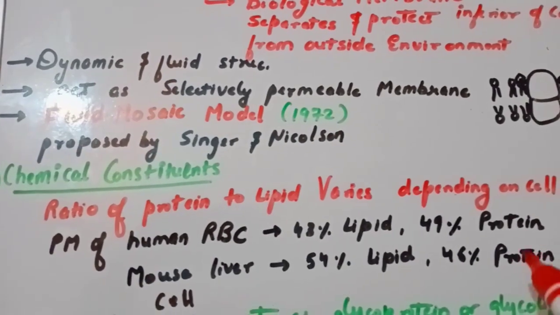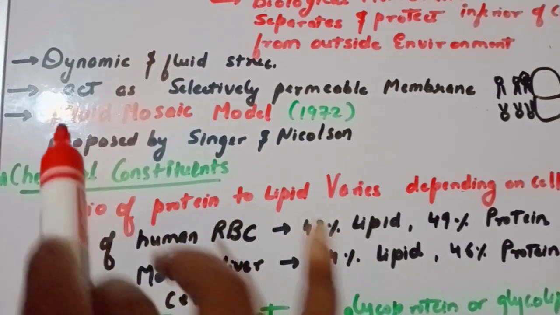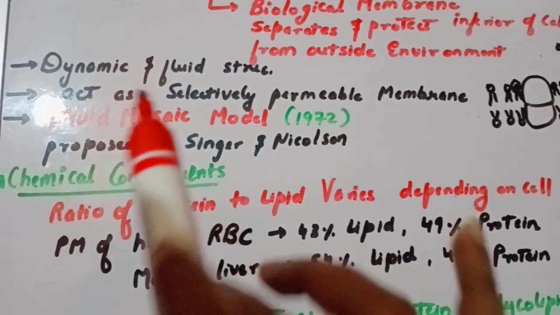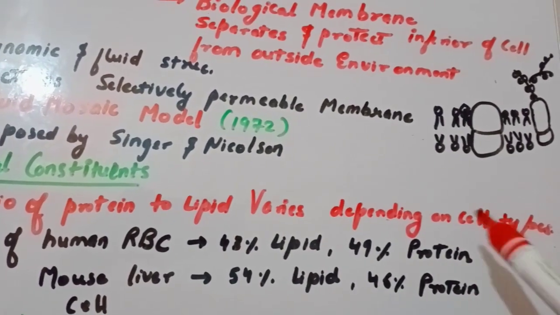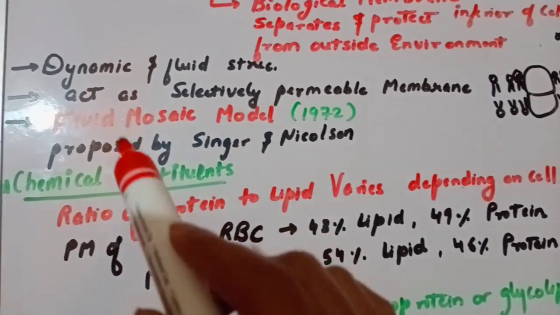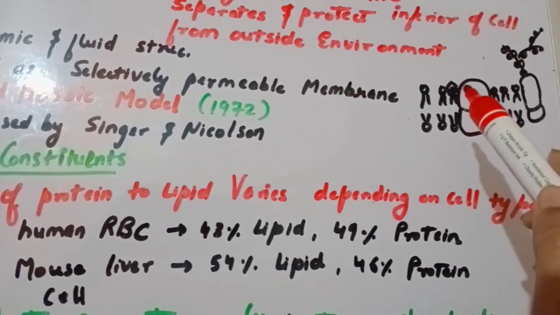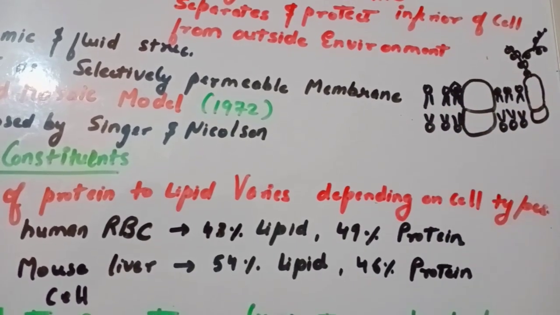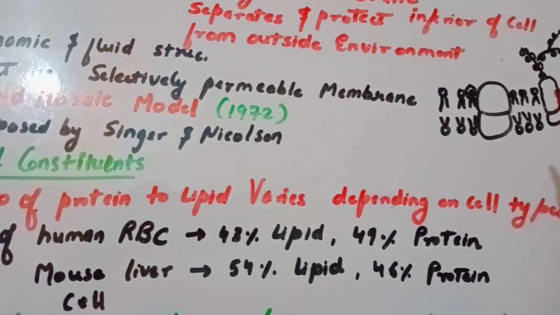One more thing: why did these scientists name it the fluid mosaic model? They called it a fluid model because these lipids and proteins are in motion in this plasma membrane structure. And they called it mosaic because these lipids are arranged in a manner like a mosaic, so they called it the mosaic model.